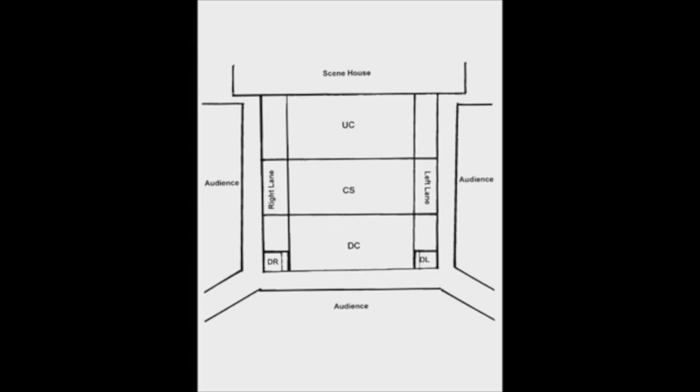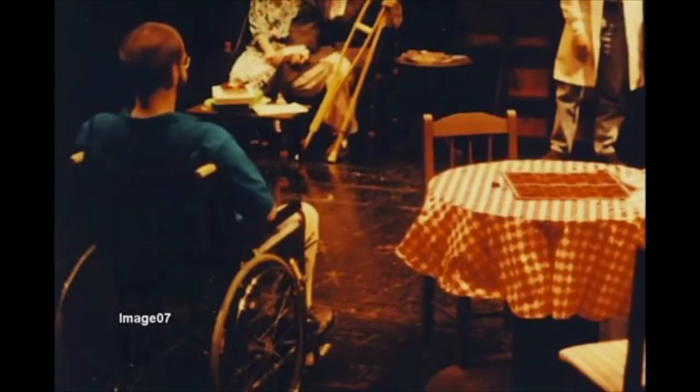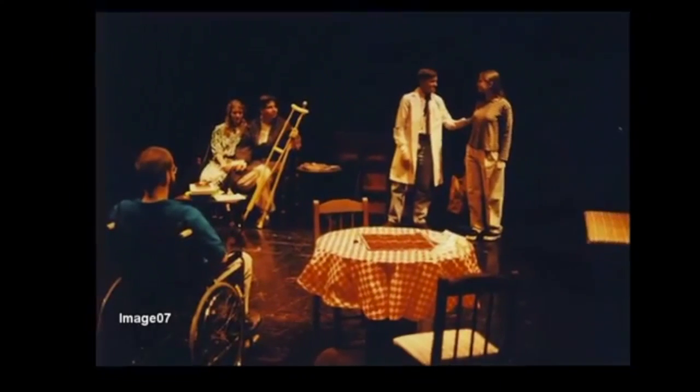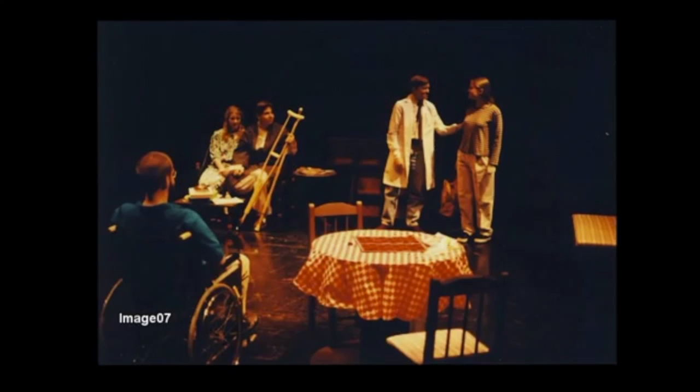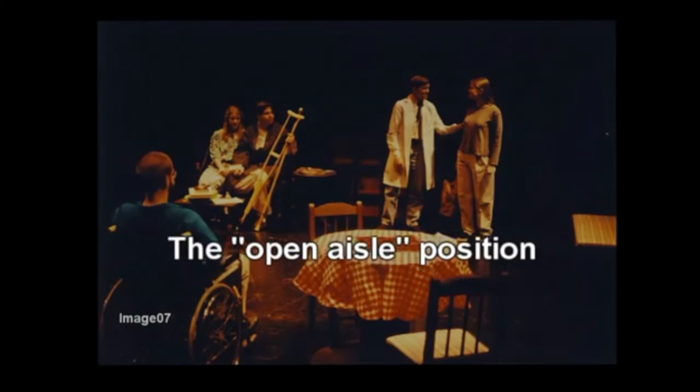The director staging on the thrust stage often considers the stage as a panorama, with different levels at the front of the stage than at the back of the stage. He also considers the aisles of the house. He may have an actor sitting downstage with his back to an aisle, facing another actor who is standing upstage. This is referred to as the open aisle position. The downstage corners of the thrust space serve as the most effective position for an actor to stand or sit and not hinder the sightlines on the stage.